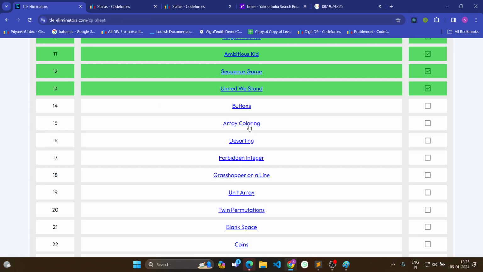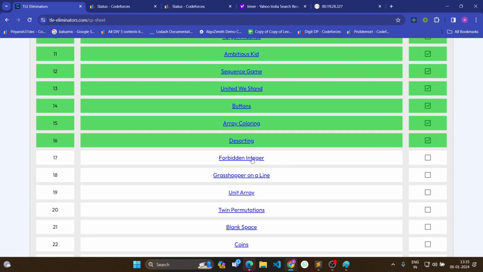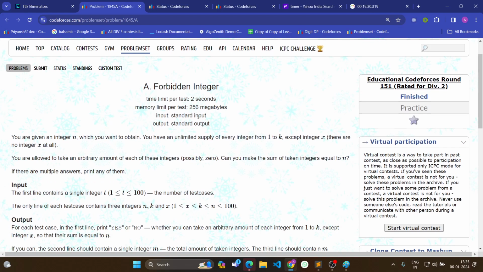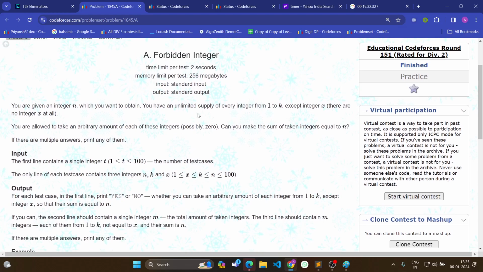Buttons, array coloring, desorting. Done with this. Let's go to this. So you're given an integer n which you want to obtain. You have an unlimited supply of every integer from 1 to k except integer x. There are no integer x at all. You have to take an arbitrary amount of each of these integers. Can you make the sum of the integers equal to n? If there are multiple answers, then print any of them.